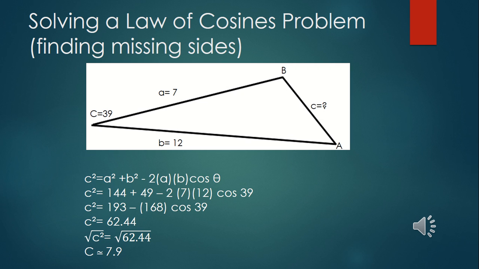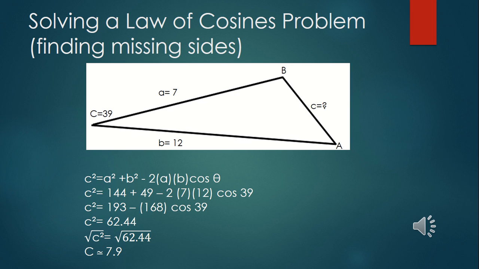If you look down below the diagram, I've already done this, but I'm going to explain it, and it'll help you. You can write it out and follow along. Since we're finding the side C, we're going to put that on the left side. So c squared equals a squared plus b squared minus 2 times a times b times cosine of the theta angle. That's the formula.